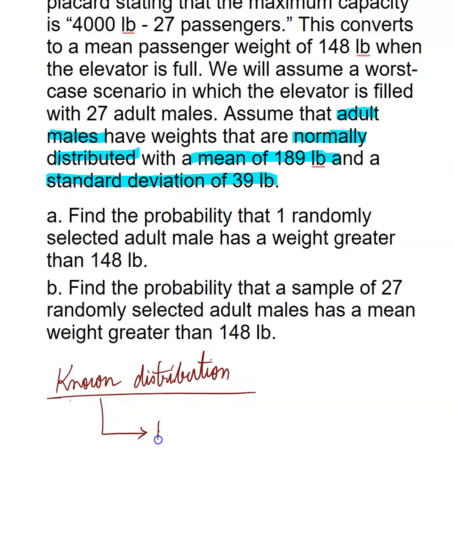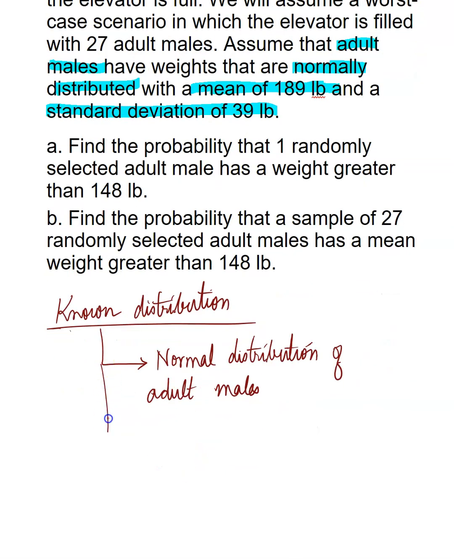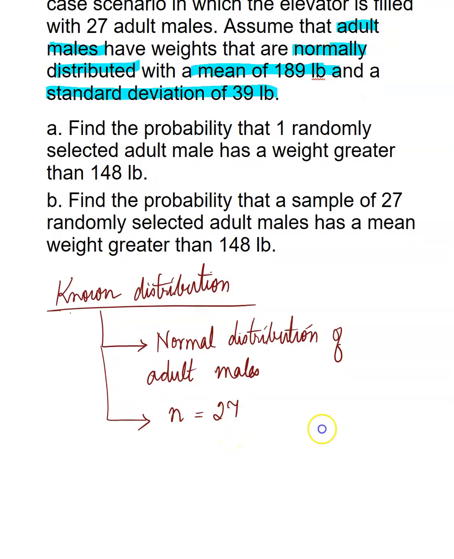And we are told that it is a normal distribution of adult males. And we are told that our sample contains 27 adult males. Now, typically we want 30 or more if it is an unknown distribution. Because it's known, and particularly its normal distribution, your sample size really doesn't matter. So n equals 27 works just fine here.